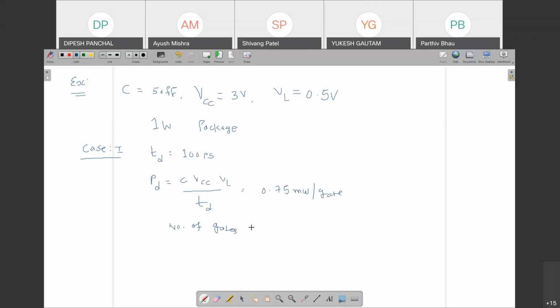So 1300, so 1333. Yeah, 1 watt divided by 0.75 milliwatt. This is the number of gates you can accommodate in a 1 watt package if you want to achieve 100 picosecond high speed. This is case number 1.